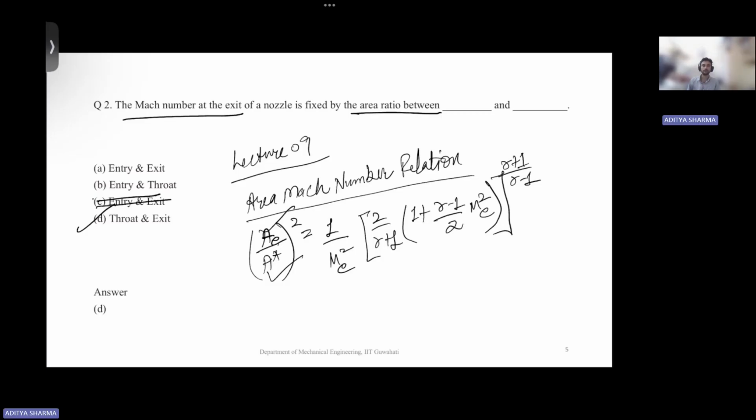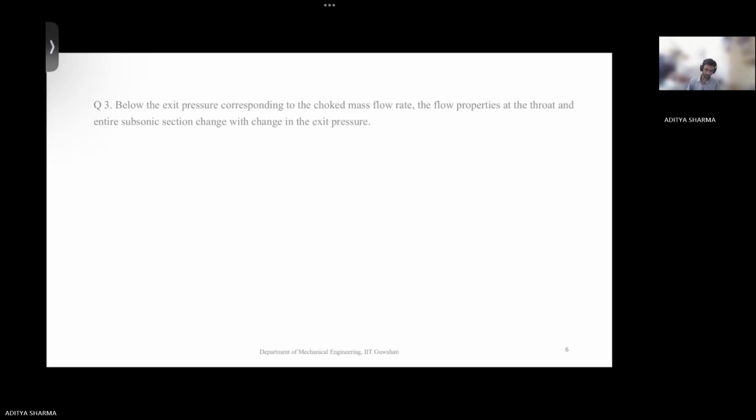In question number 3, please read this question and try to give an answer in the comment box, whether the statement is true or false.